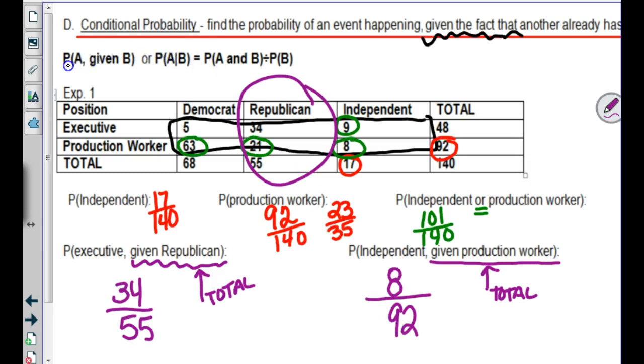It says that right up here. It says probability of A given B, and it can be written with this little line in here. We don't usually use that. We just use the words. And it says you find the probability of A and B, and then you divide it by the given part, the B. So the number of independent production workers, that was A and B, that was 8, but then you divide it by the total number of production workers. All right.